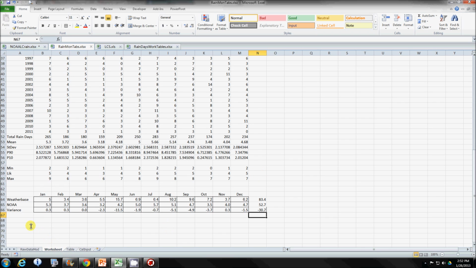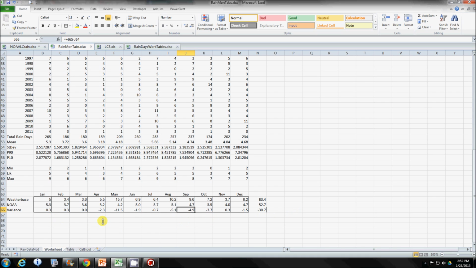But what I want to call to your attention is this summary of the means of the weather-based data and the NOAA data, and you can see that we really have a fairly significant variance here. In this particular case, it's 30 days, or approximately 80% of our NOAA data. This occurs in a couple of different places here. We have a variance here of 11, and another variance here of 5 and 5. Other than that, things look pretty good.